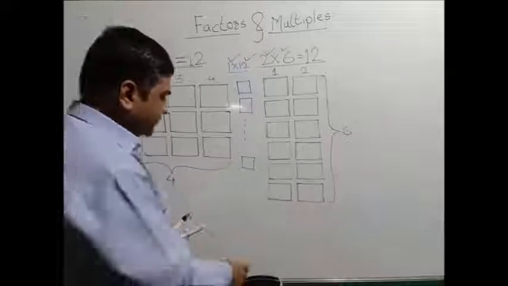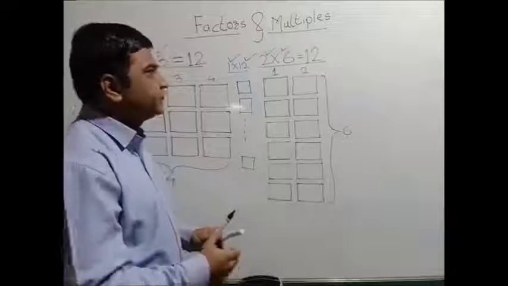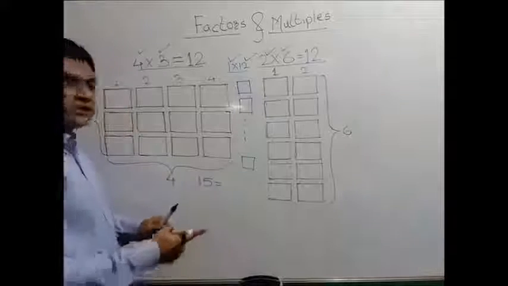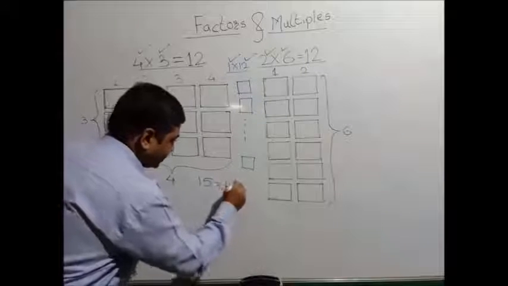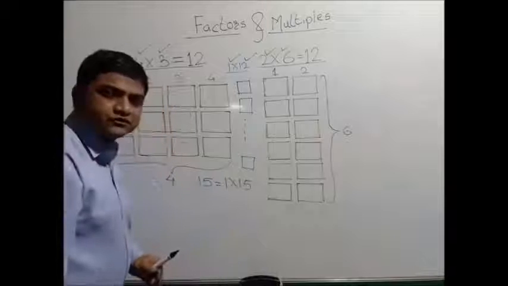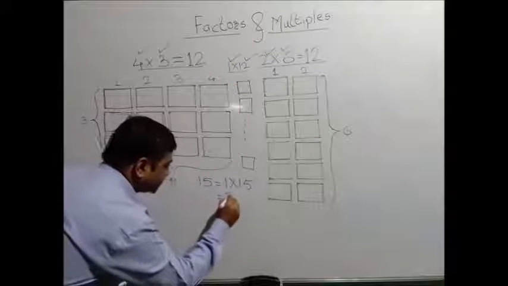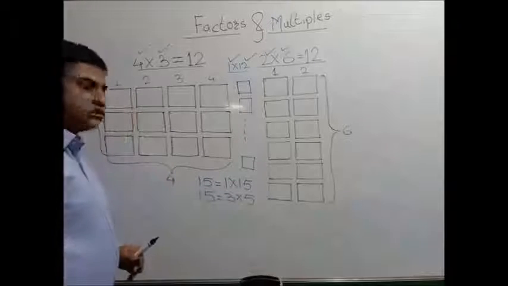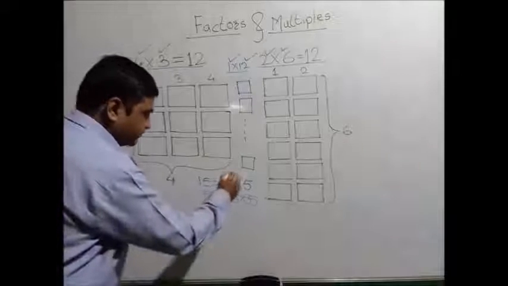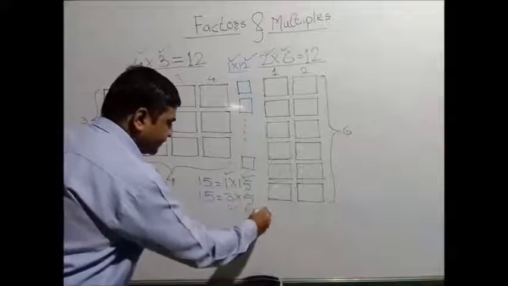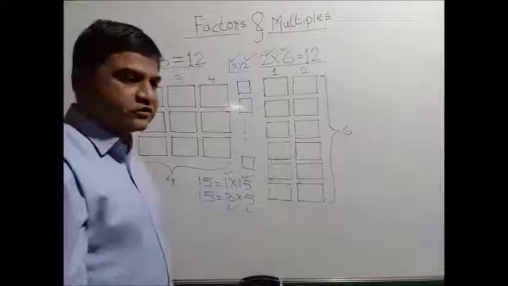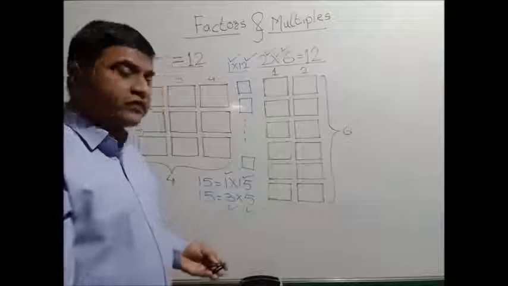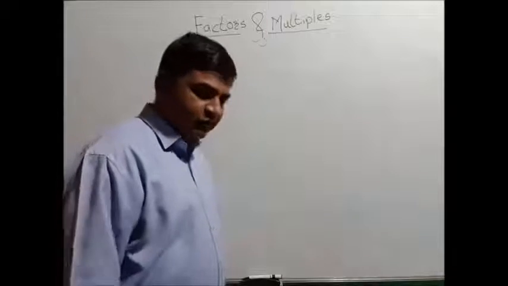Now, if I give an example, say 15. I know that if I take 1 block for 15 times, I will get 15 blocks. Or if I take 3 blocks for 5 times, I will again get 15 blocks. So in this case, 1, 15, 3 and 5 are said to be the factors of 15. Now we will go to the next concept, to find the factors of a given number.